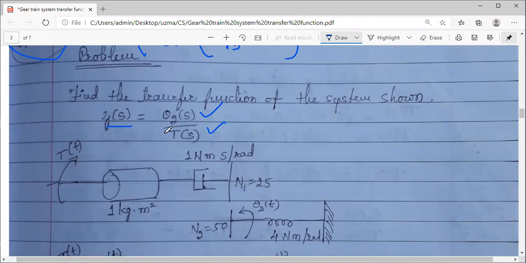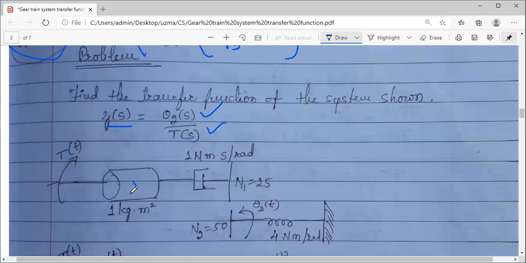Okay, nowhere in the question is it mentioned. The question is generally as usual, find the transfer function. But it is up to you, the student, to first identify that yes, this problem is related to gear trains. You can see how you can identify.